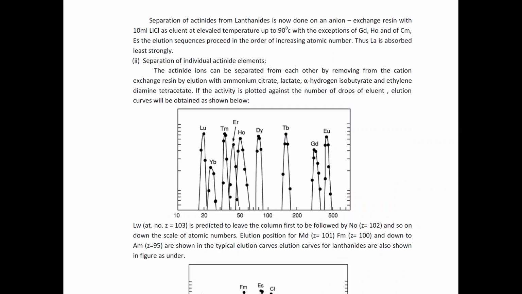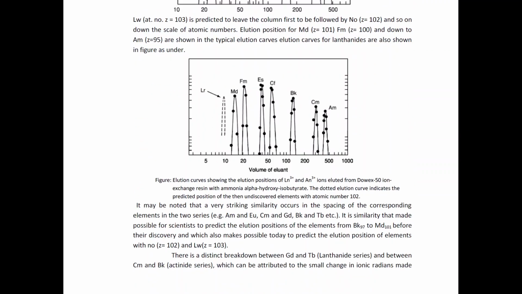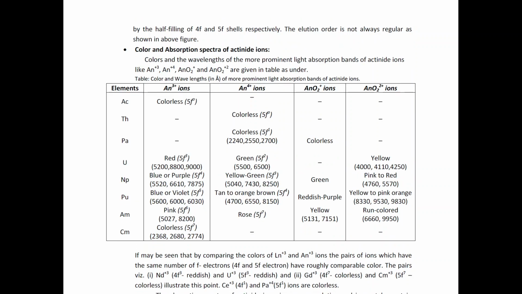Then there is separation of individual actinide elements. The actinide ions can be separated from each other by removing them from the cation exchange resin by elution with ammonium citrate, lactate, alpha-hydroxyisobutyrate, and ethylenediaminetetraacetate. If the activity is plotted against the number of drops of eluent, an elution curve will be obtained as shown below. Then comes the elution curve for the elution position of Ln3+ and An3+.